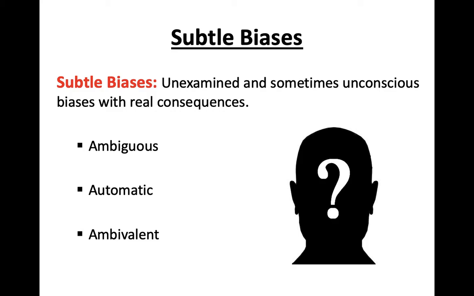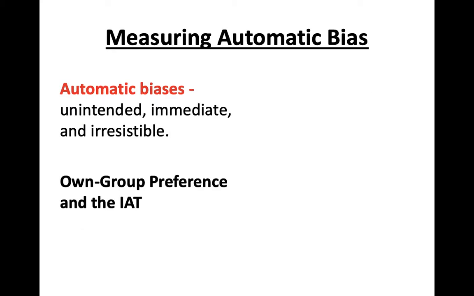So there's three features of these subtle biases, which is that they're ambiguous, they're automatic, and they're ambivalent. And so I'll go into detail about each of these three. I think actually starting with automatic instead of ambiguous. Yes. So by automatic, we mean that biases are unintended, they're immediate, and they're irresistible, as in you can't control these biases from coming to mind.